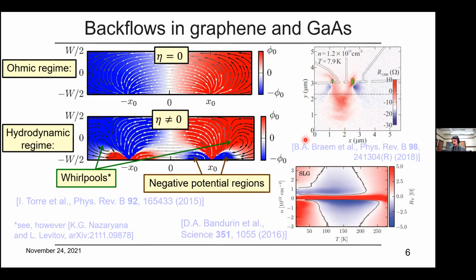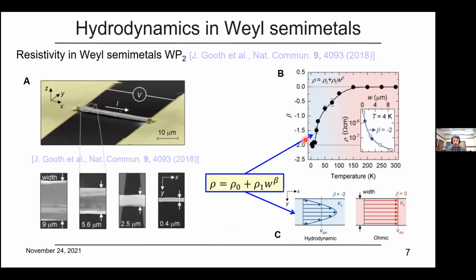However, so far I was talking about graphene and various two-dimensional structures. What about 3D? Recently, some signatures of electron hydrodynamics in three-dimensional Weyl semimetals were observed in tungsten diphosphide, WP2, by Gooth and other co-authors. They were able to measure transport properties of a wire of a Weyl semimetal and change its width. As you can see here, the experimental setup is rather simple, and they were able to etch the wire.